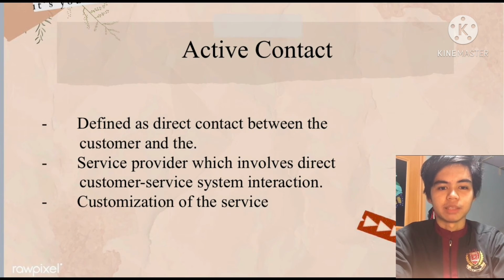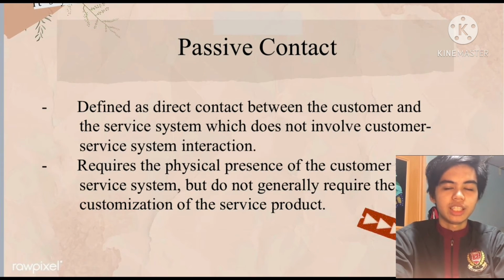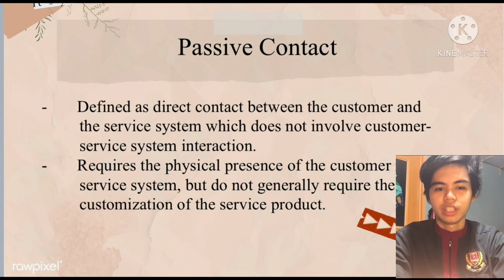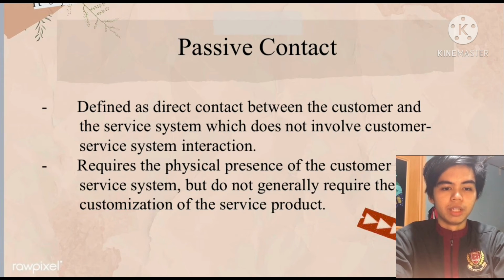The next is passive contact. It is defined as a direct contact between the customer and the service system itself, but does not involve or require the customer service system interaction. But it also requires the physical presence of the customer in the service system itself. But it does not generally require the customization of the service product. A good example would be subway or city buses.